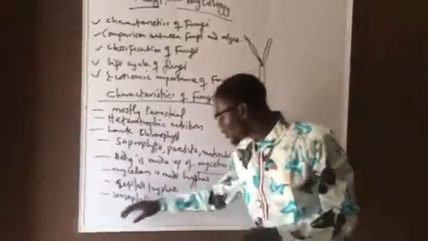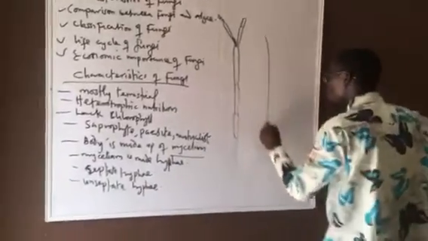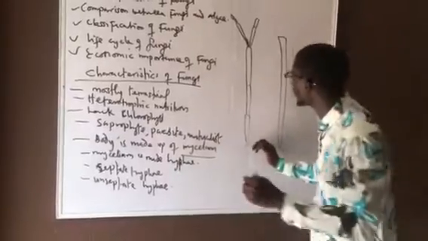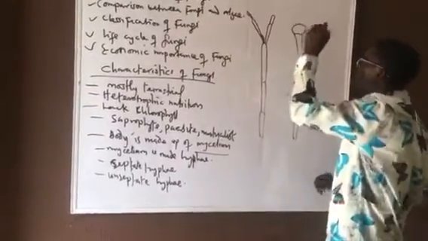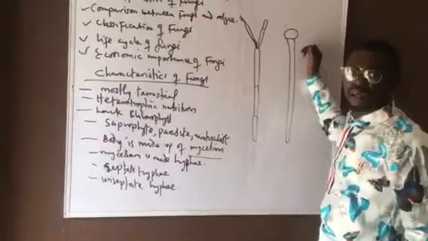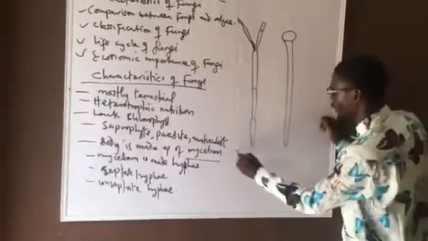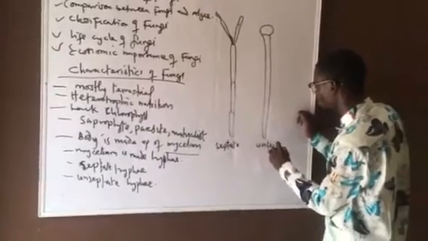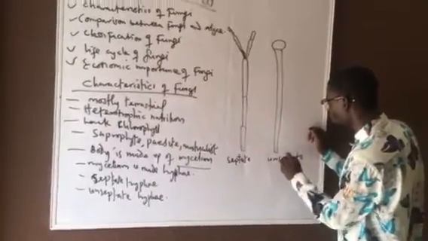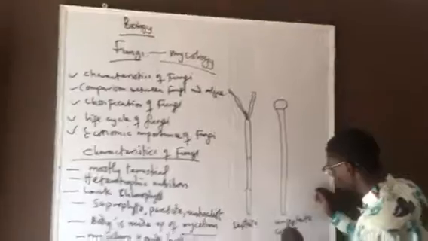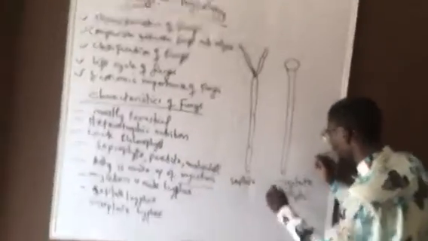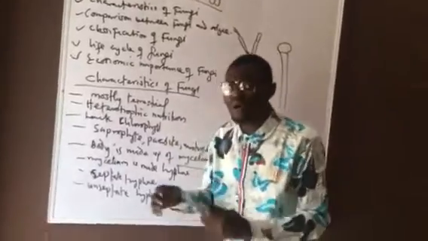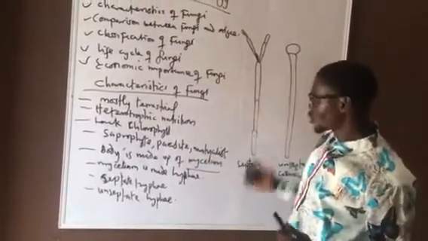But when we talk about unseptate hyphae, it is continuous. There is no partition, so it is continuous from the beginning to the end. This is septate because there is partition, while this is unseptate, or coenocytic hypha. So that is the way the body of fungi looks.